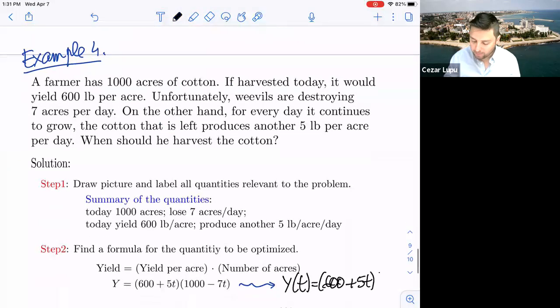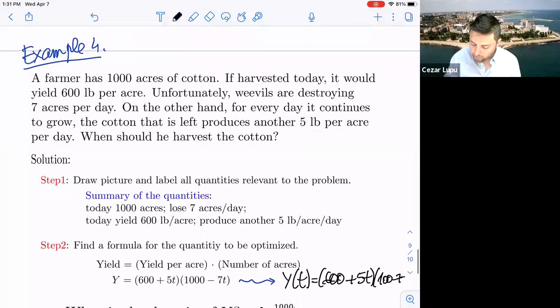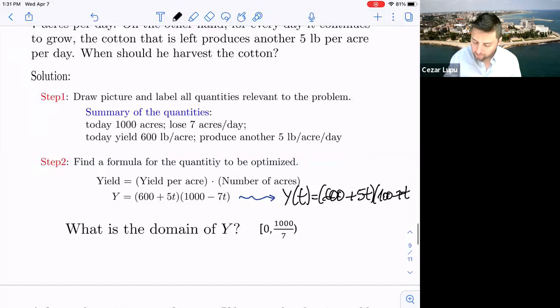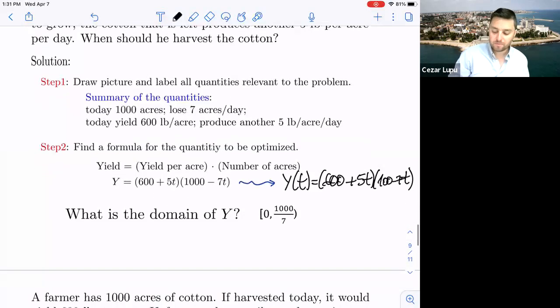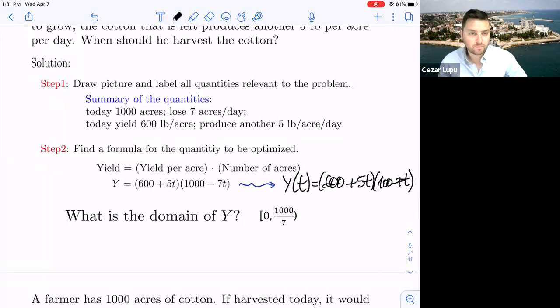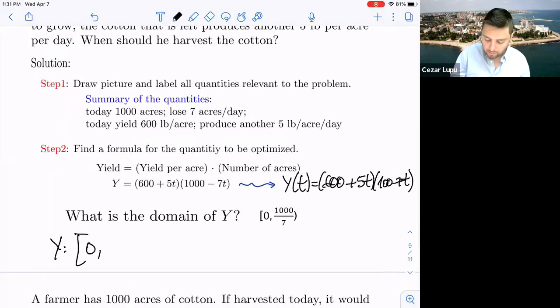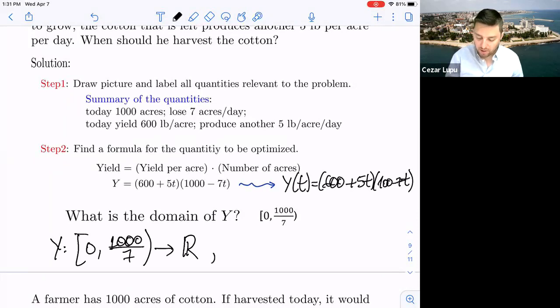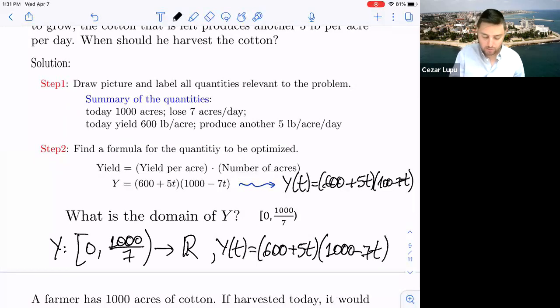And then we're going to do the same thing, 1,000 minus 7t. Whatever. And now we're going to do the same thing. So this is my function. Well, the domain will be, so this function y will be defined on 0 to 1,000 over 7. And this will be a real value. So this is my function. Let me write it again here. So this is how it's defined.